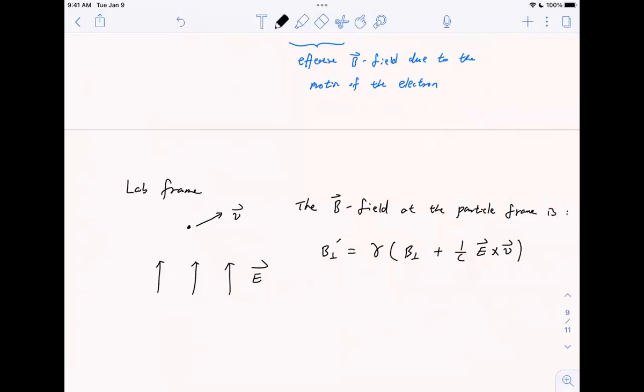Is that okay? You have an E field like this, you travel like this, then you experience a B field like this in the particle's frame, because in the particle's frame, it doesn't think it is moving. It is at rest. Then it will experience a different B field from the left frame. In the particle's frame, the B field, the perpendicular component, is this. This is the perpendicular component of the left frame, and this is the modification. So this is the Lorentz transformation.